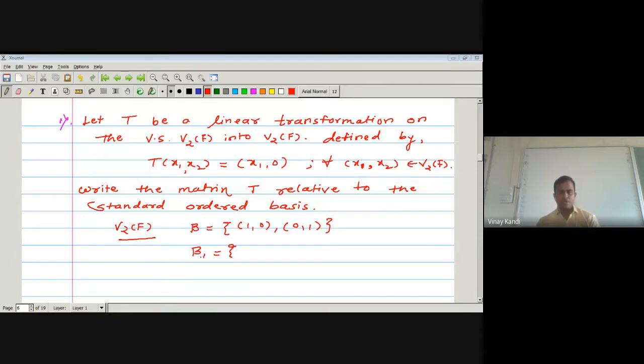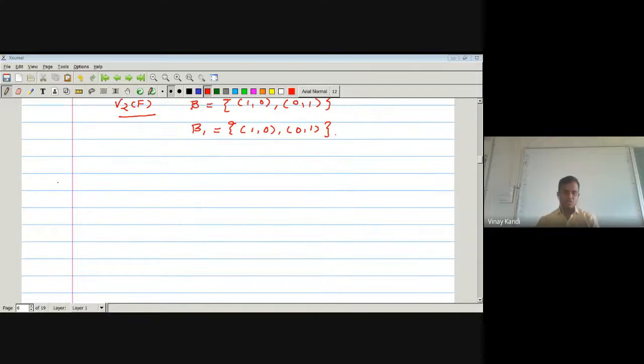Basis B1 is the basis for the codomain, and for the codomain it is the same: (1, 0) and (0, 1). This is the basis of our codomain. Now, we have to find the matrix of T relative to the standard ordered bases B and B1. Okay, what is given to us?